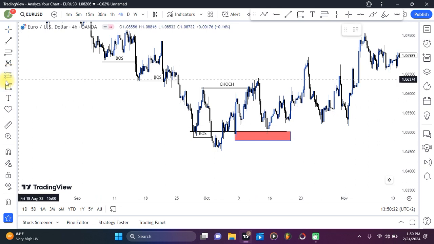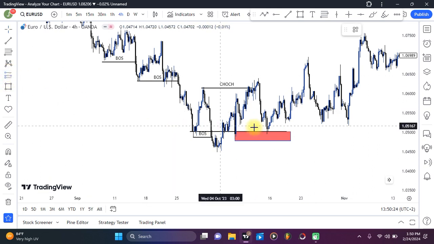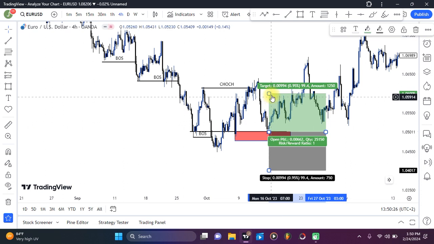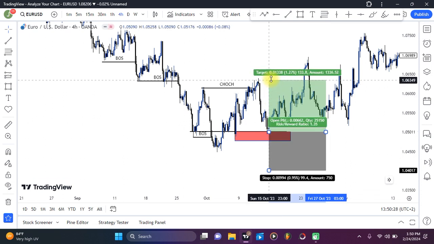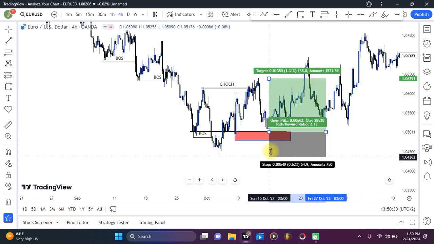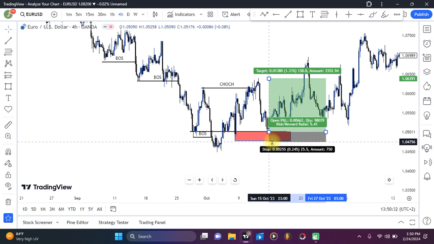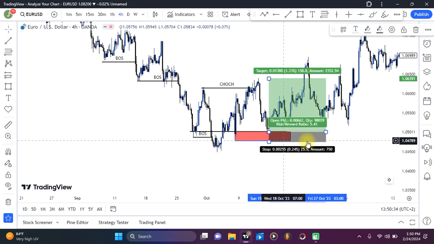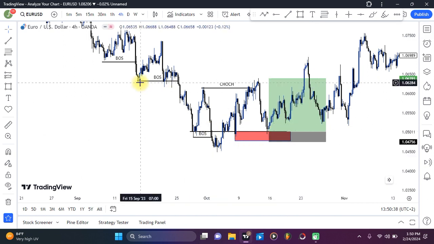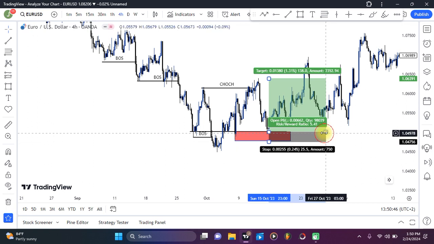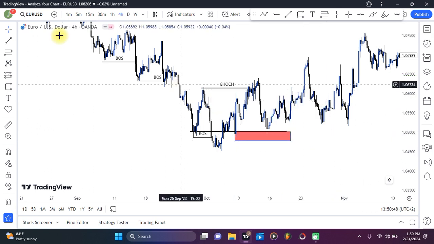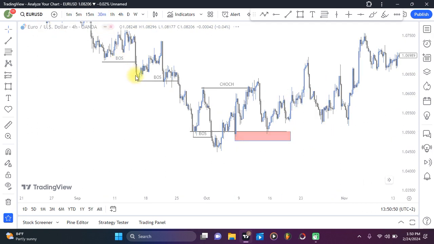Or other traders who like to trade aggressively can just take a buy here, and this is going to be our target, and this is going to be our stop loss, and this is going to be a 1:5.41. So I like to confirm my entry, so I like diving deeper to a lower time frame. I'm going to first go to the 30 minutes time frame.